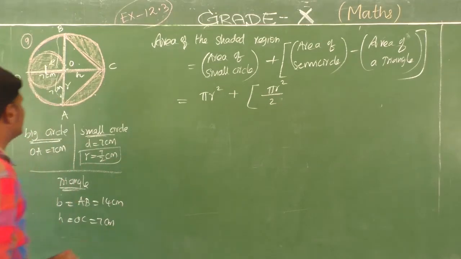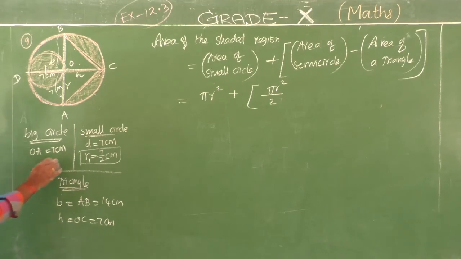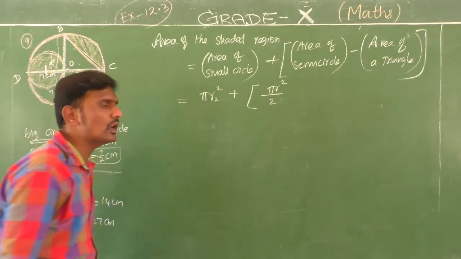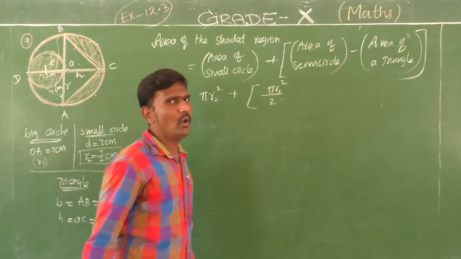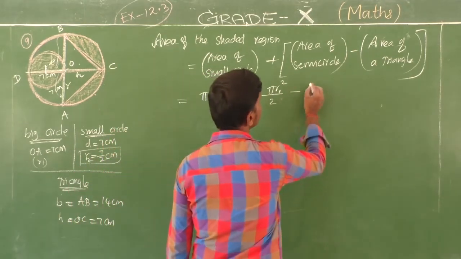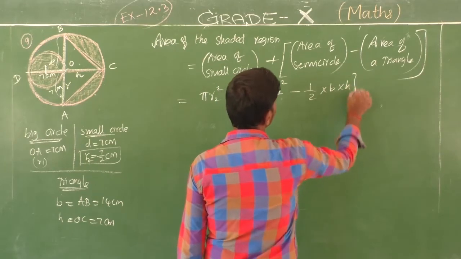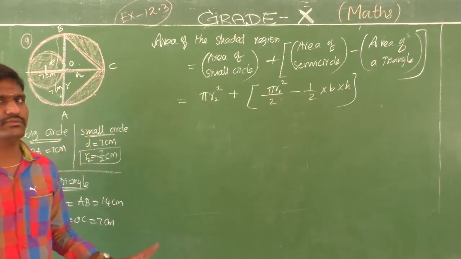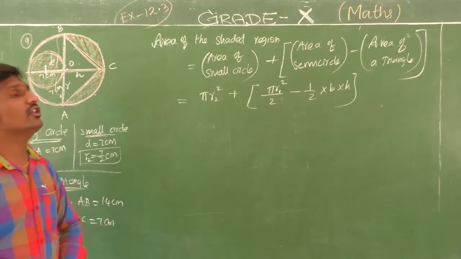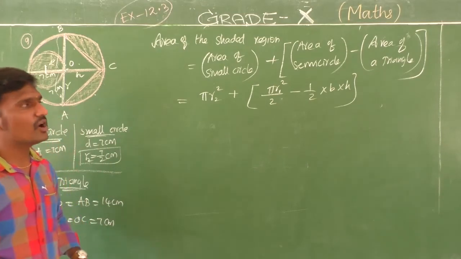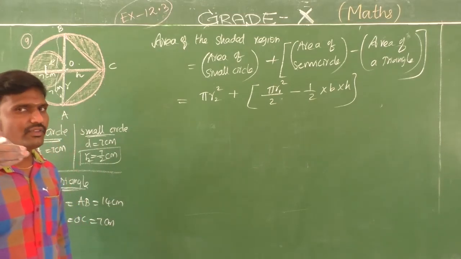Mention the small circle radius as R1 and the big circle radius as R2. Area of the small circle is pi R1 square. Then the semicircle, considered by R2, is pi R2 square by 2, minus half into base into height. Taking R1 and R2 is right, but don't substitute wrongly. We have to substitute the correct radius of the small circle and the correct radius of the semicircle.